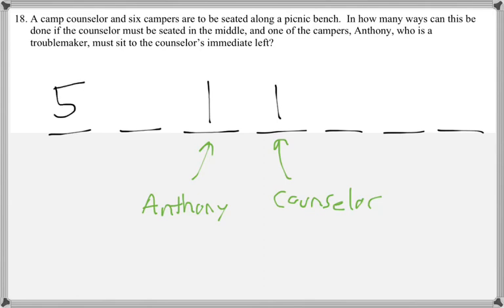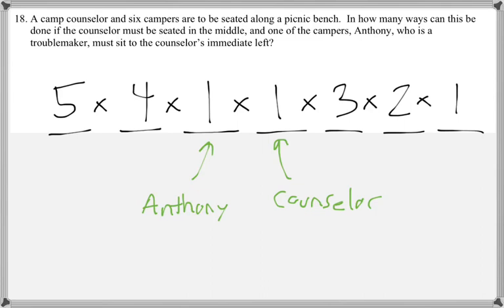So this will be 5, and then times 4 because we only have 4 left, times the 1, times the 1, times 3 because we only have 3 campers left, times 2, and then times 1 because now there's only 1 camper left. So this blank is 1, this blank is 1, and this blank is 1, but all for different reasons. So this is 1 because it has to be the counselor, this is 1 because it has to be Anthony, and the last one is 1 because there's only 1 camper left.